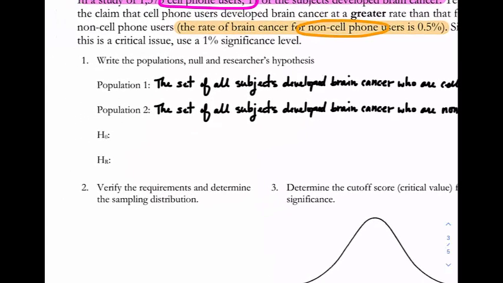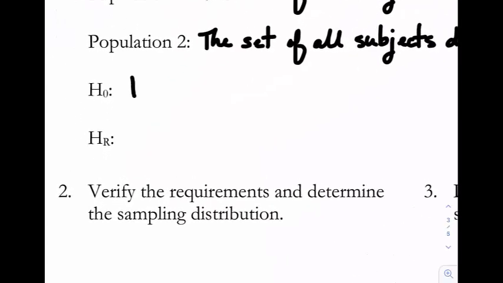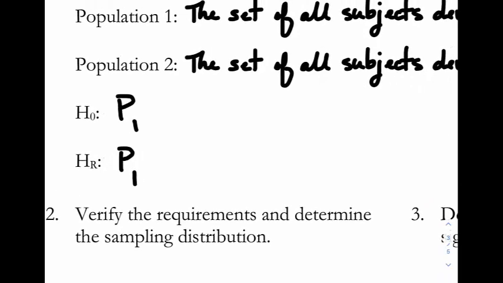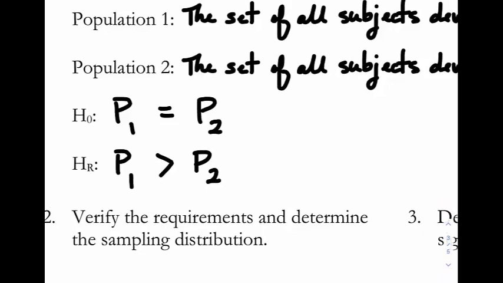The experiment group is going to be P sub 1. Again, we don't know what that number is. The best we have is a sample to get a picture of the population proportion for population number 1. But we do know it for population number 2. In fact, for the null hypothesis, we're going to assume that both of those are equal. But the researcher wants to show that it's greater, that for that first group, the cell phone users have a greater rate of brain cancer than non-cell phone users.